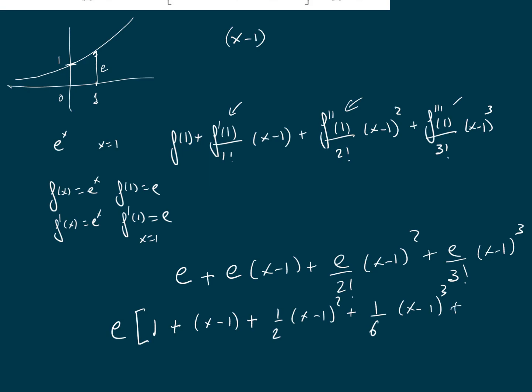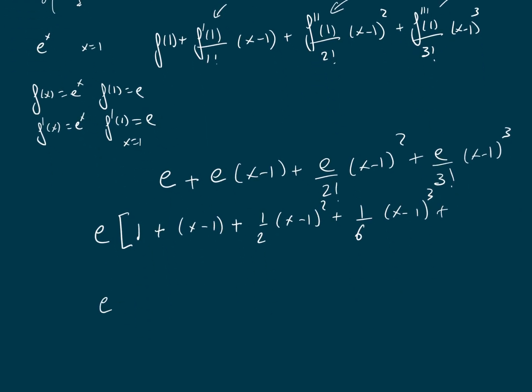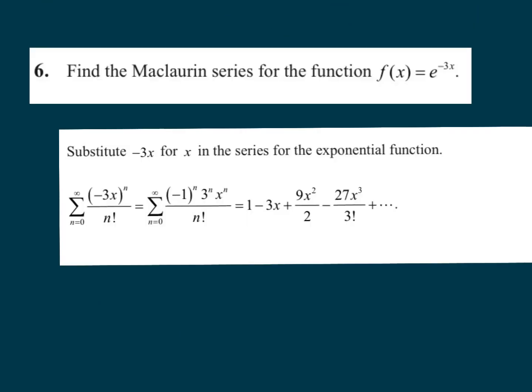And how will I write this in a notation? It will be e multiplied by the sum from n equals 0 to infinity of x minus 1 to the n divided by n factorial. And this is the Taylor representation of the function e to the x centered at x equals 1. So now we do this problem.